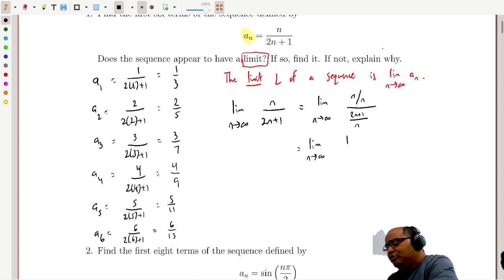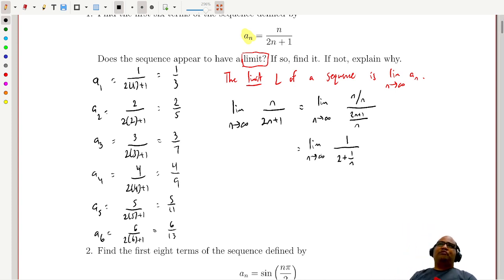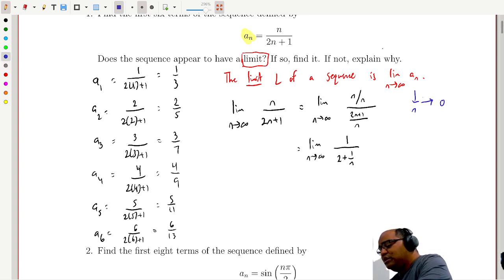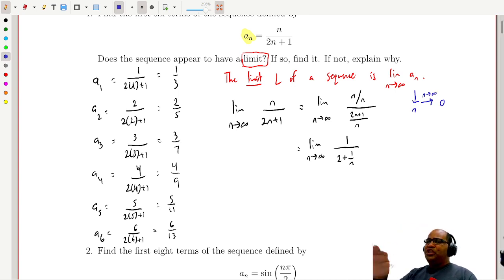All right, in the numerator, we just have 1, and in the denominator, we will just have 2 plus 1 over n, just how fractions work. And notice that in the bottom, 1 over n goes to 0 as n goes to infinity. That's one of our basic limits that we have. So let's write this down here: 1 over n goes to 0 as n goes to infinity. So the whole denominator will go to 2.